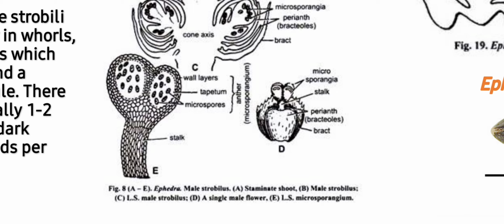In the next image you can see the microsporangium in an enlarged image, and you can also see tapetum and microspores which are developed in the microsporangium. In the last image you can see the enlarged structure of the microsporangium which bears microsporangia, stalk, perianth and bract.